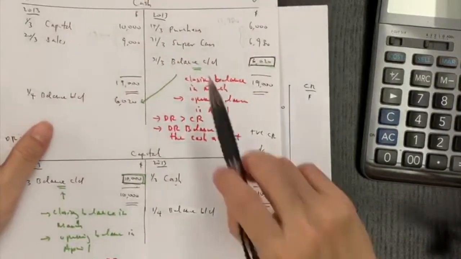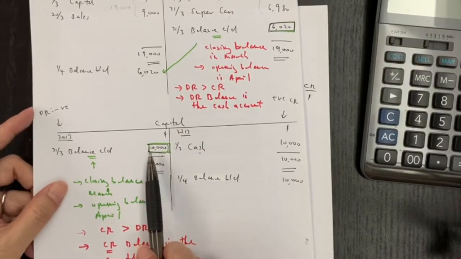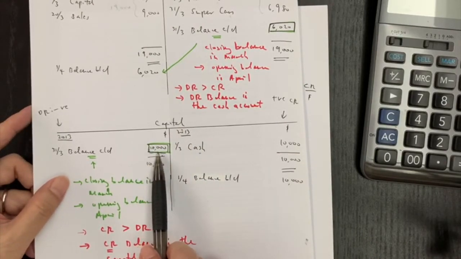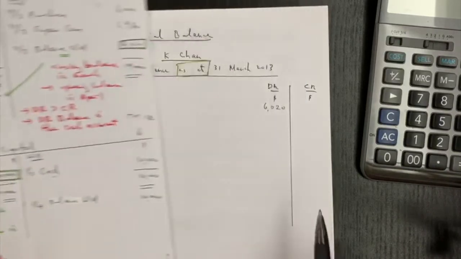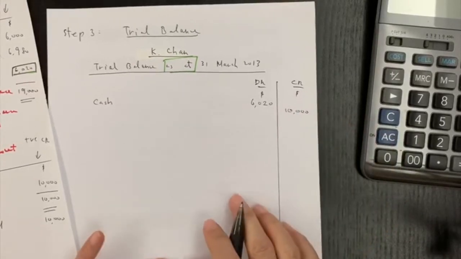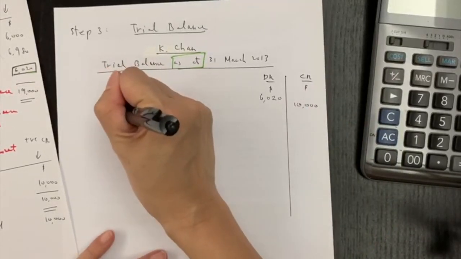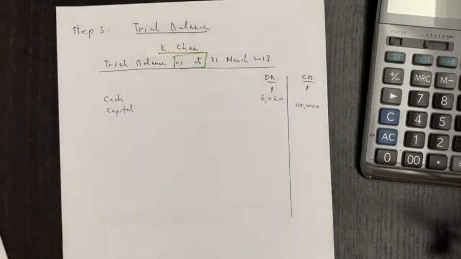And then after cash, next I have capital. So insert on the smaller side 10,000, but actually this 10,000 is a credit item. So I have 10,000 for capital. Okay, so what else do we have?